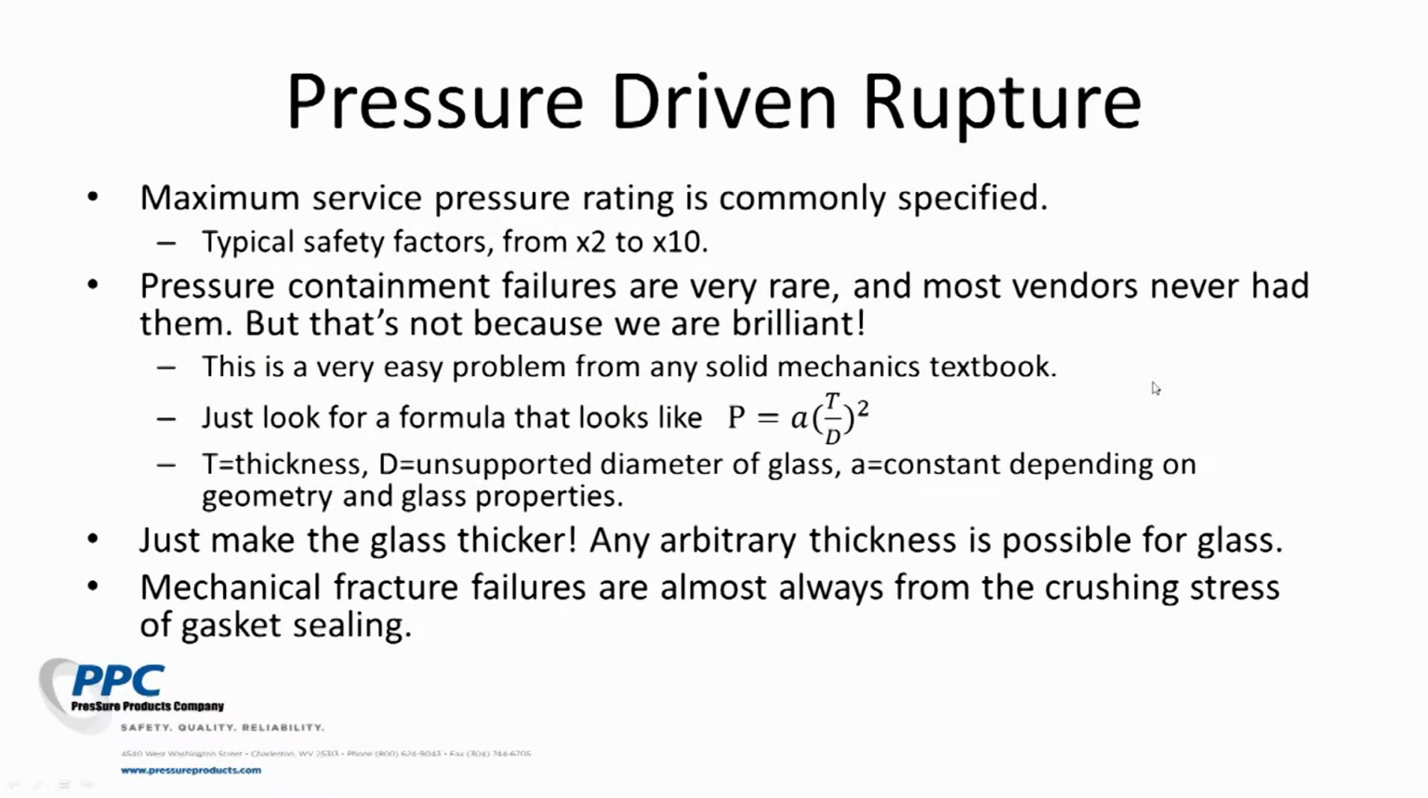Now, the principal risk parameter that vendors like to discuss is pressure-driven rupture. And of course, this is a significant risk parameter that we should address. This is where safety factors are applied for the most part. Over the last 10 years or so, there has been a trend towards increasing this number from a factor of 2 to something like a factor of 10. So someone thinks that enlarging this number makes things safer.